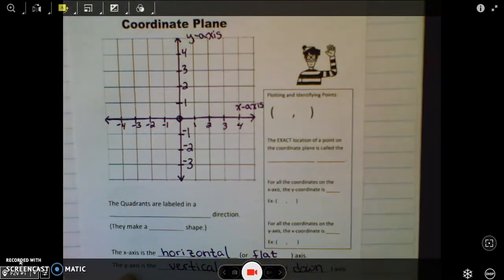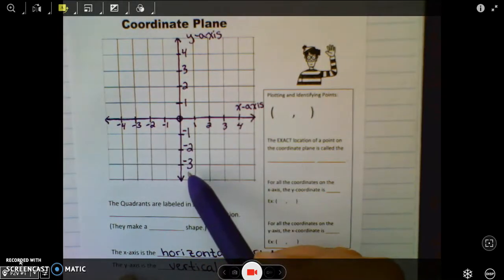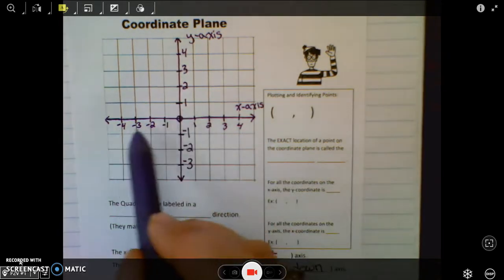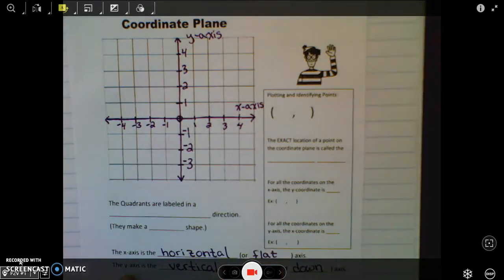So it is important to note that the y-axis is this entire number line going up and down. It is not just the very top of it, it's that entire number line. And the x-axis is this entire number line. That entire line, both sides of it, the left side and the right side, the positives and the negatives.